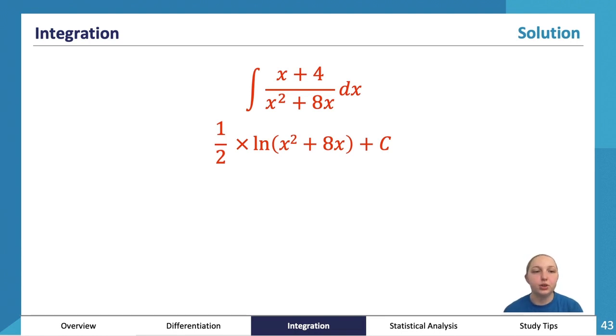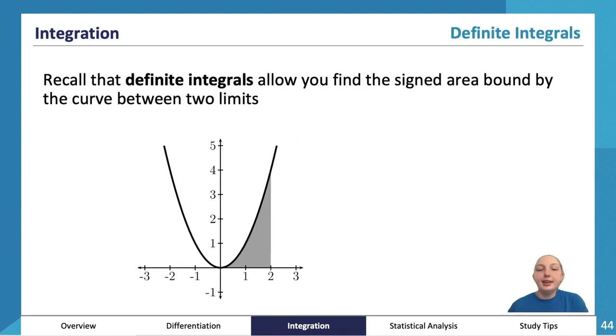Okay, so then if we're thinking about the definite integral, so we've just looked at the indefinite, let's look at the definite integral. Our definite integral allows us to find the signed area bound by a curve between two limits. That's what makes it definite, that we're doing it between an exact interval. So say here we're finding the area between 0 and 2 underneath the curve here. We're finding the area between the curve and the x-axis.